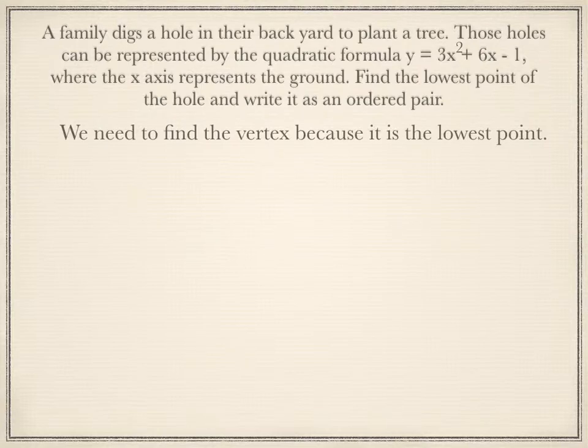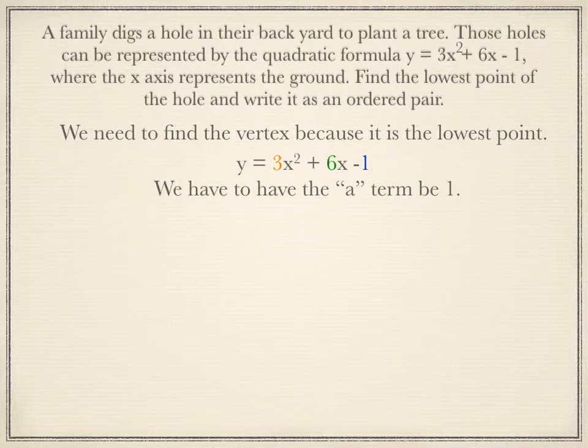So first, we need to find the vertex, because that's going to be our lowest point, and that's what we're trying to find. So we've got our quadratic in what's called standard form, ax squared plus bx minus c. And we went ahead and color-coded those. So a is 3, that orange color, b is our 6, the green color, and c is our constant, which is our 1.